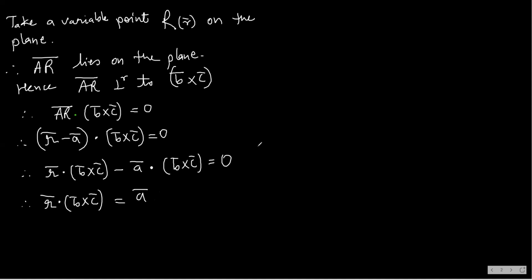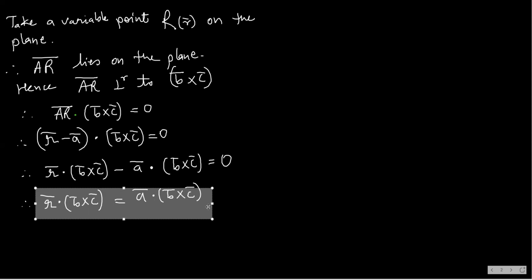So when I shift this, I repeat this particular step once again. See here, we distributed this dot over difference. So R bar dot B bar cross C bar and A bar dot B bar cross C bar. Got it? Is that okay now? And then we are shifting it onto the right hand side. So we will have here R bar dot B bar cross C bar equals A bar dot B bar cross C bar, and this is the required vector equation. You got it?